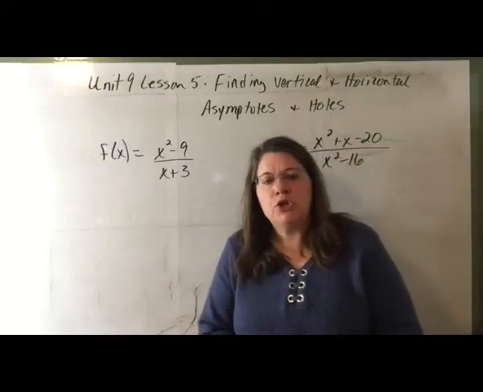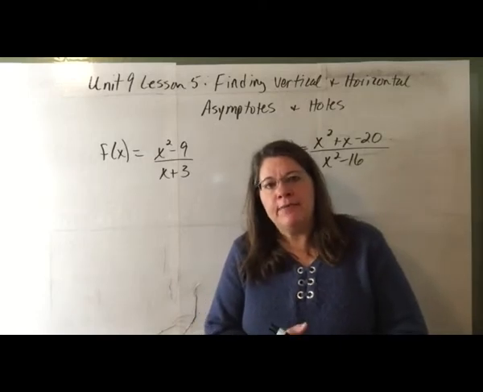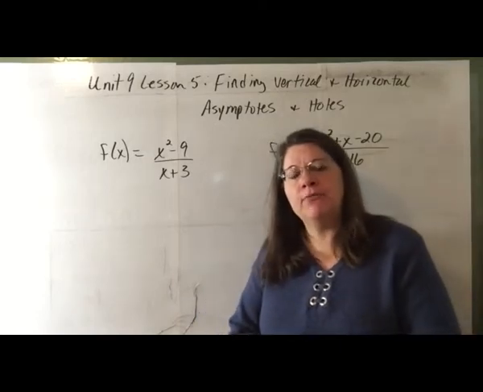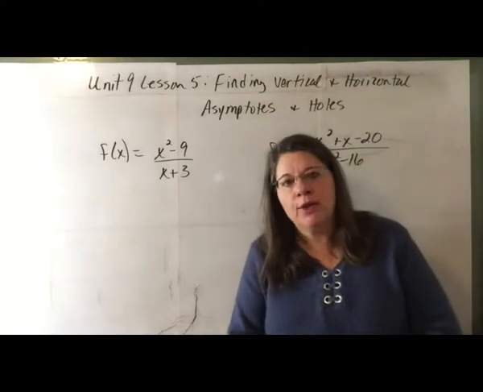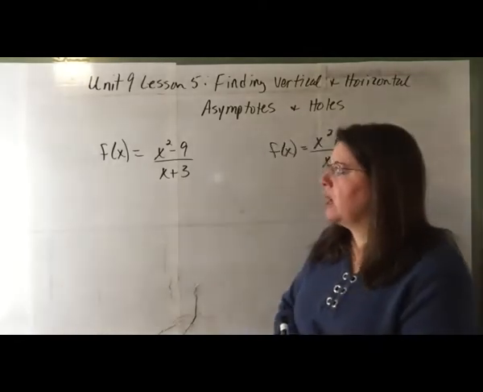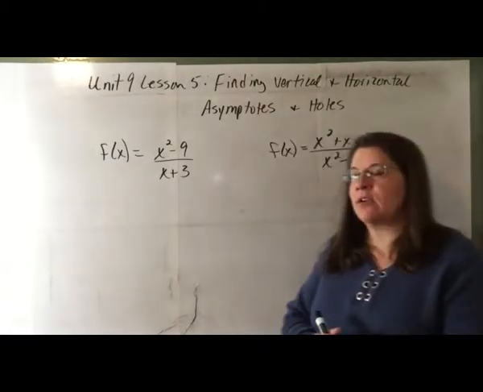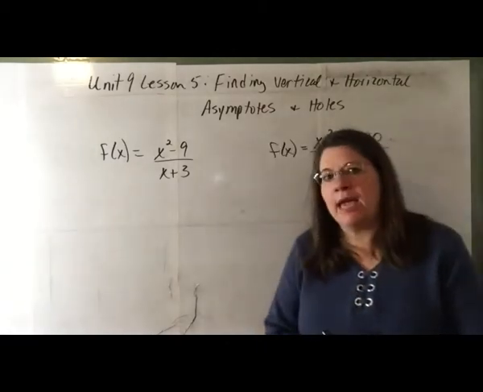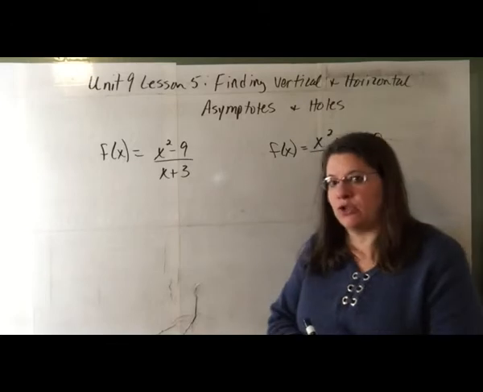This is Algebra 2, Unit 9, Lesson 5, and in this lesson we're going to talk about finding all vertical and horizontal asymptotes and holes of a graph. We're not going to concentrate on graphing yet. For this section, we're going to talk about some special cases dealing with rational expressions.